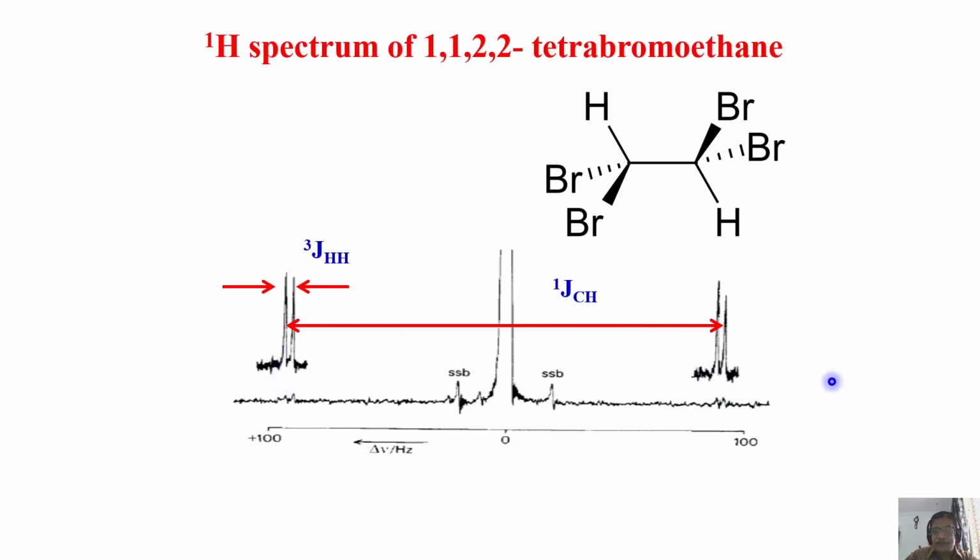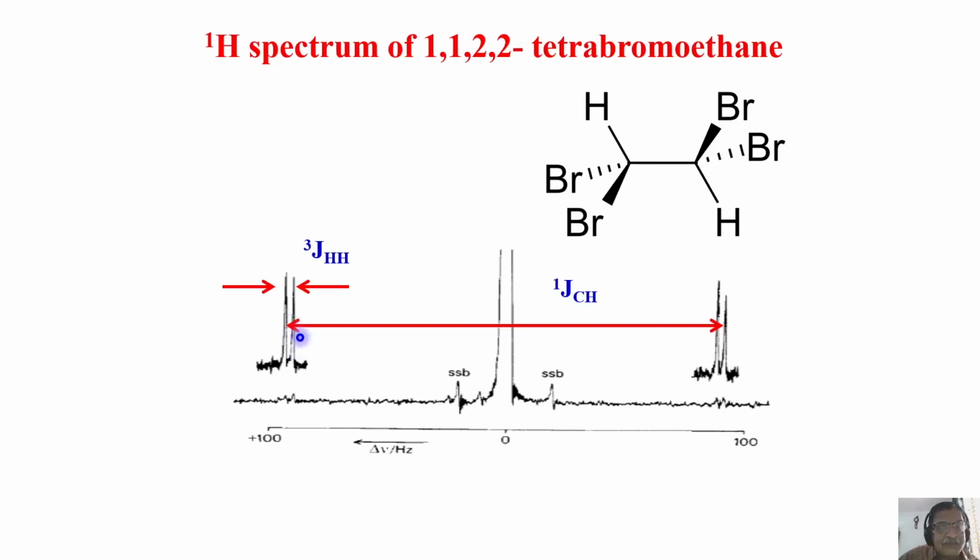This separation, from the center of this doublet to the center of this doublet, what do you get, a peak on either side? This is one bond CH coupling. Remember, it is one bond CH coupling. And why is each of them a doublet? It is because of the three bond HH coupling. Remember, I am observing proton. So this coupling is seen and this coupling is seen. Both are seen. So we are going to see three bond proton-proton coupling in the satellite.